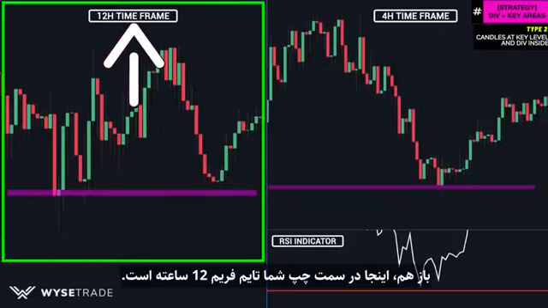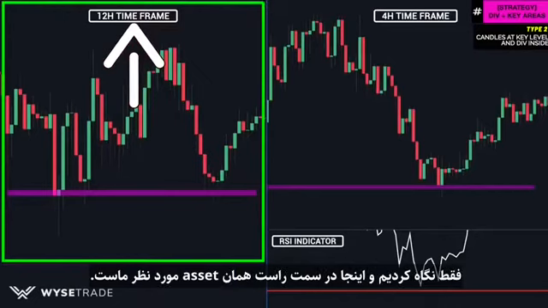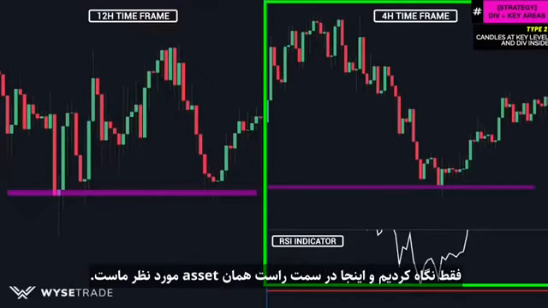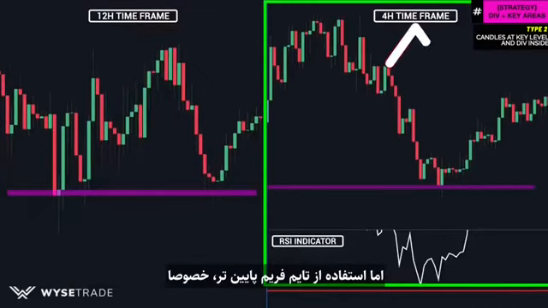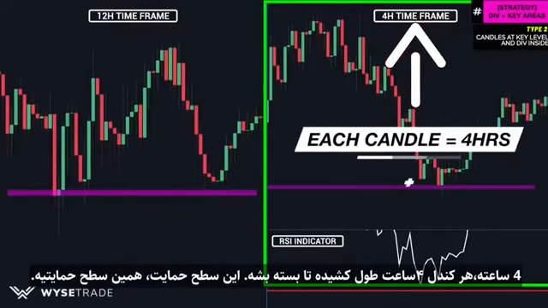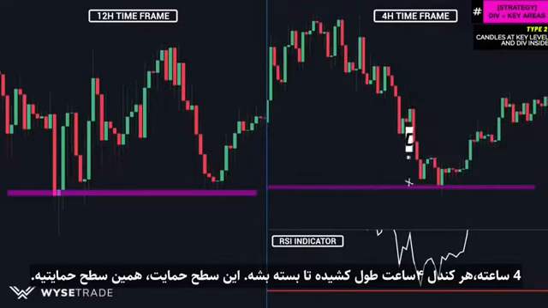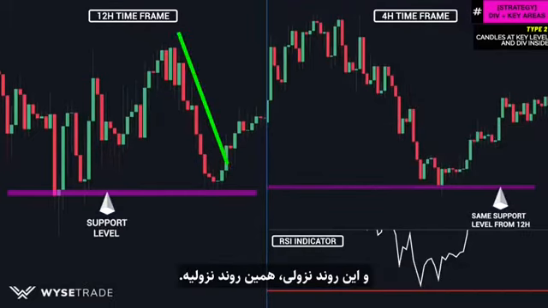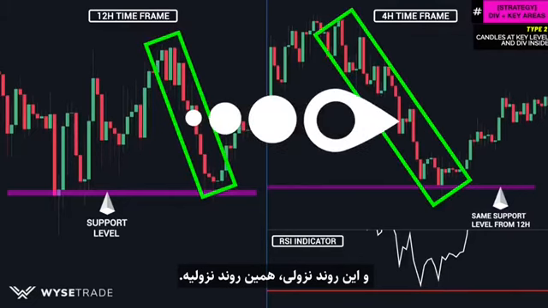Again, here on your left is the 12-hour time frame we just looked at, and here on the right is the same asset we are looking at, but using the lower time frame, specifically the 4-hour time frame, meaning each candlestick represents 4 hours of time. This support level is the same support level here. This downtrend here is the same downtrend here.